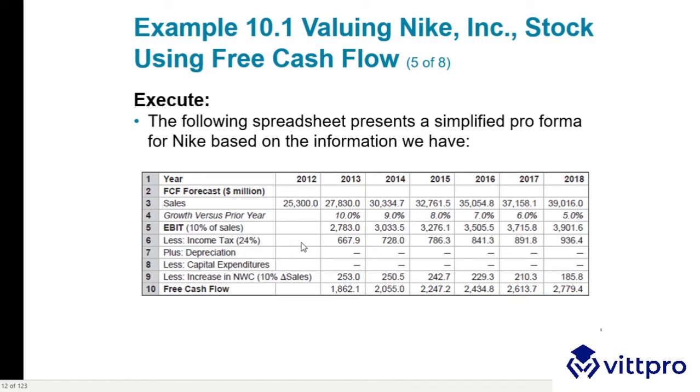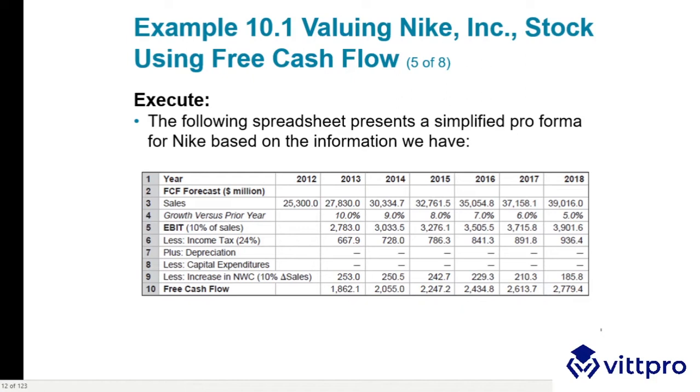EBIT is 10% of the sales, which means your earnings before interest and taxes is 10%. So 2783, based on the sales that you are getting, you will get the EBIT. You have to pay the income tax. Also we need to reduce the increase in the net working capital, which is 10% of the incremental sales, so incremental sales only, not the total sales. So if the incremental sale is 27.8 minus 25.3, multiply by 10%. Whatever sales is increasing, the net working capital also increases by 10% of that.